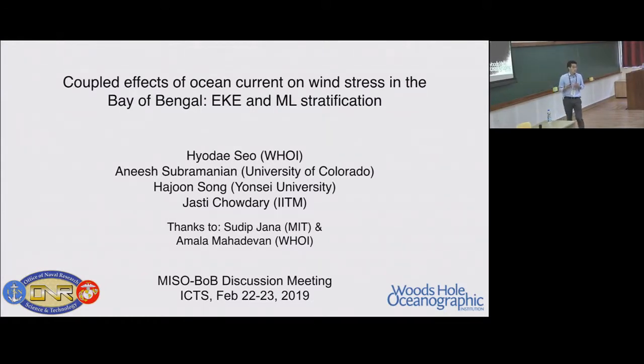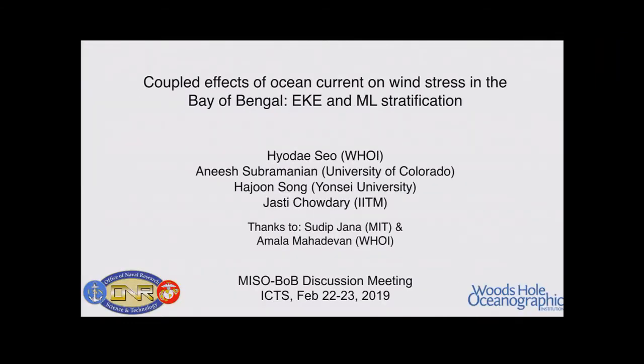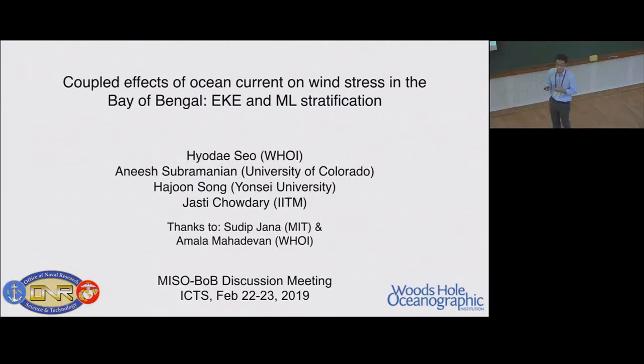And the Bay of Bengal has very strong surface currents and surface winds, which are largely steady at basin scales, but the ocean's variability is incredibly strong. Then how can oceanic variability in terms of surface current influence the surface stress, and how can the surface stress influence back the surface oceanic circulation?